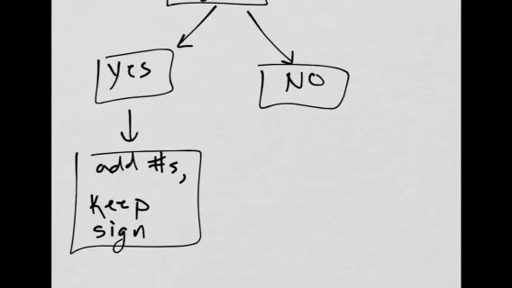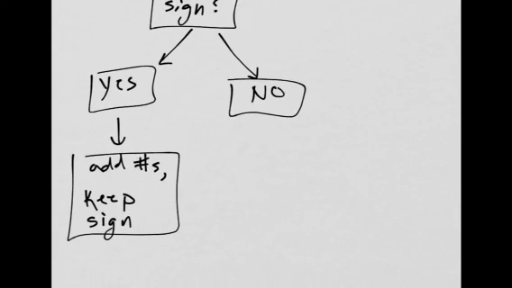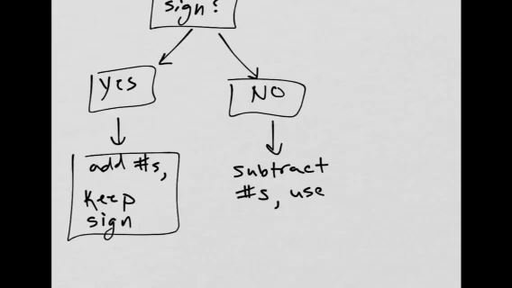So if you're adding two negatives, you're going to get a negative because they're both negative. They have the same sign. And you're going to keep that negative sign. If they have different signs, you're going to subtract the numbers and use the bigger sign. And you'll see what I mean when I do an example.